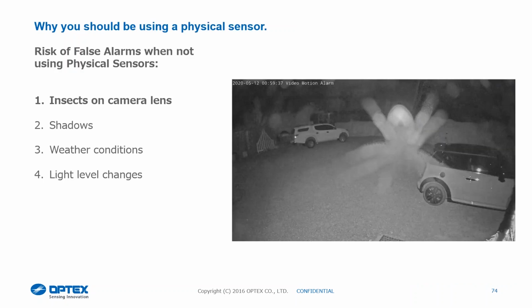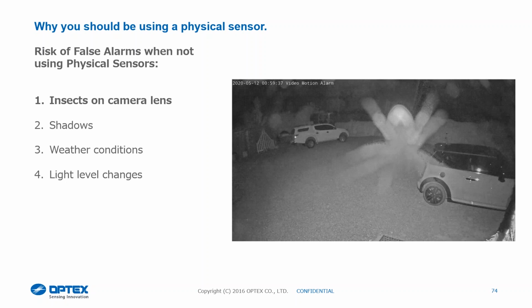Okay, and now back to Neil with why should you be using a physical OPTEX sensor? Over to you, Neil. Yeah, so we see a lot of people that are, for whatever reason, looking at other technologies. The good thing about physical detectors is they're not prone to a lot of false activation causes that you get with cameras and onboard analytics, for example.